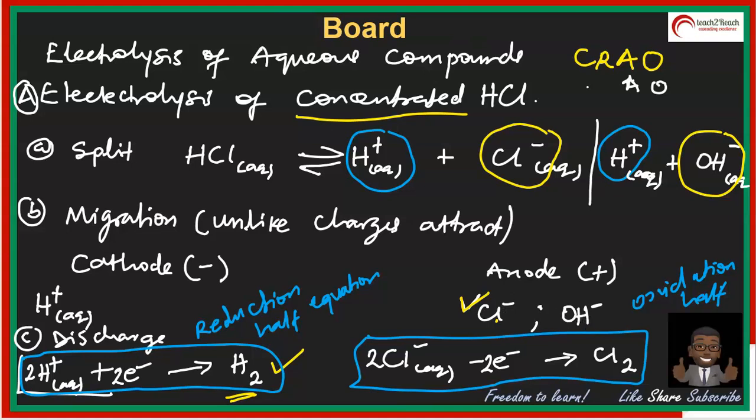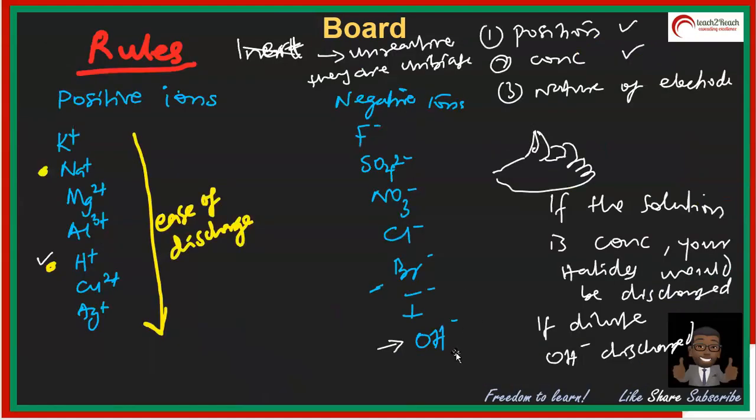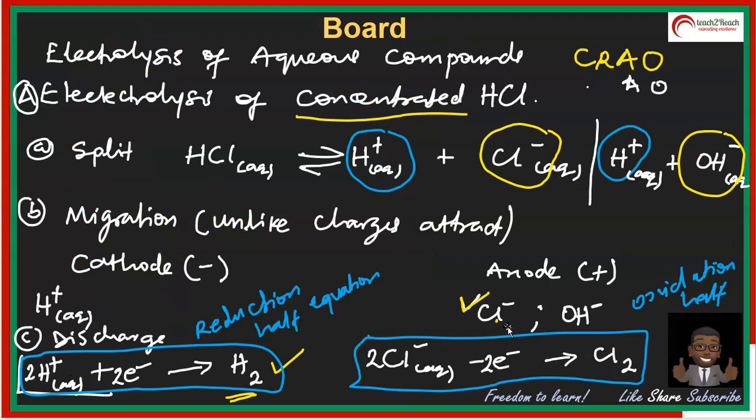Because hydroxide is lower in the reactivity series than chloride, ordinarily hydroxide would have been discharged. But in this case, because chloride is concentrated, it is the concentrated halide that will be discharged. So chlorine is discharged here, going to lose electron, because at the anode you have oxidation, and oxidation is a loss of electron.